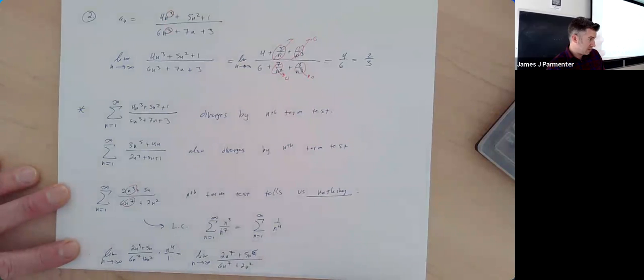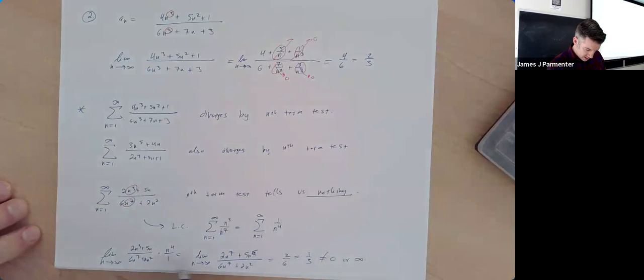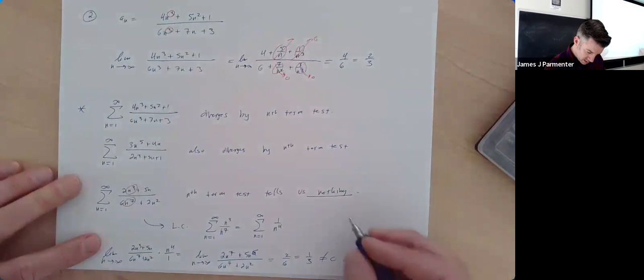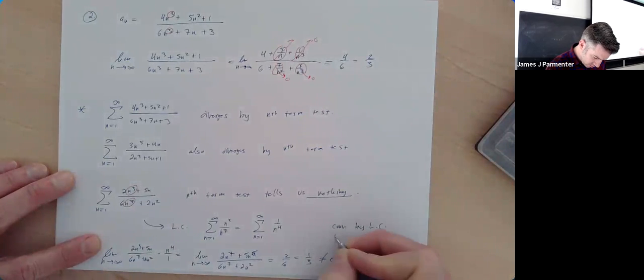And again, using that same trick that if we've got the same degree, the limit is just the quotient of the leading coefficients. That's going to equal 2 over 6, which reduces to 1/3, and that's not 0 or infinity, so we're good to go. Since this series converges, this series also converges. So this series converges by limit comparison with this convergent p series.